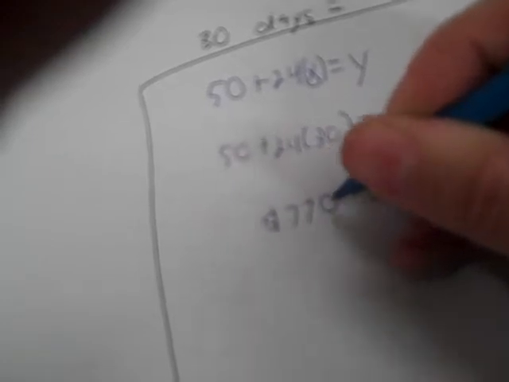So 50 plus 24 times 30 equals Y. So I just got to use my calculator and figure what 50 plus 24 times 30 is. 770. And that's your cost. Okay, found it. Okay, the next problem, not a DV problem. There's a Y at the beginning you're going to have to figure out.